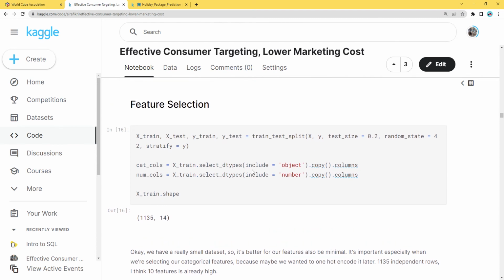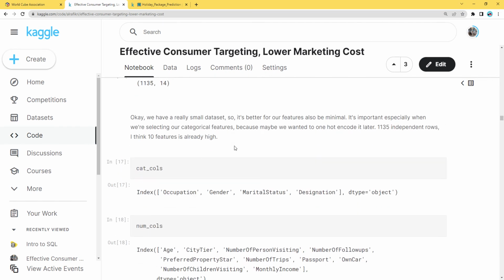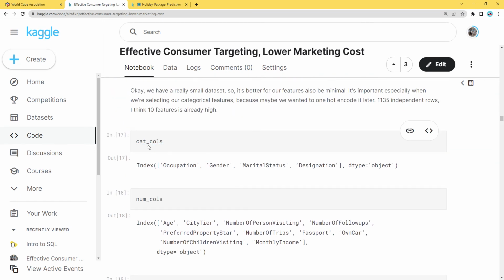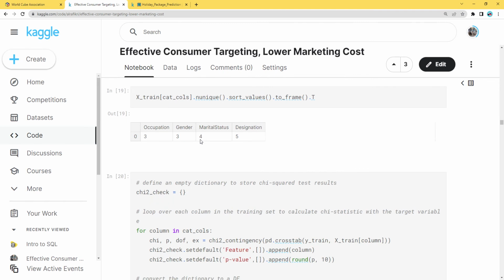Okay, here we select our feature and we use train test split, and obviously we stratify. Why? Because we don't want the y to go larger in either of the sets, the train or testing set. Okay, and here I separate between categorical columns and numerical columns. And then we try to find its cardinality. Basically, we calculate the number of unique values, right?